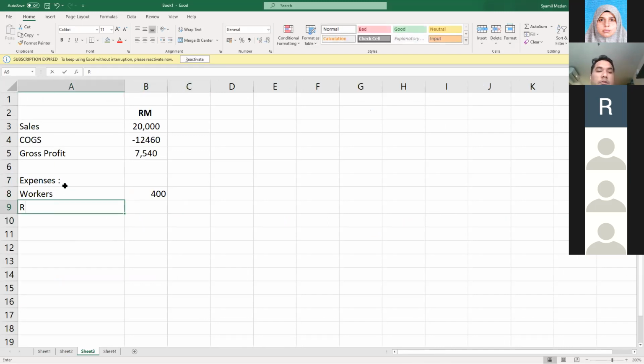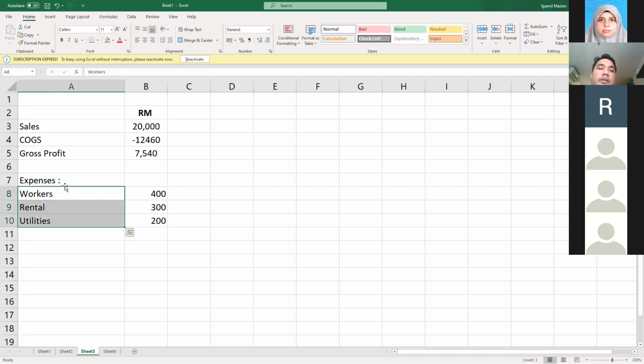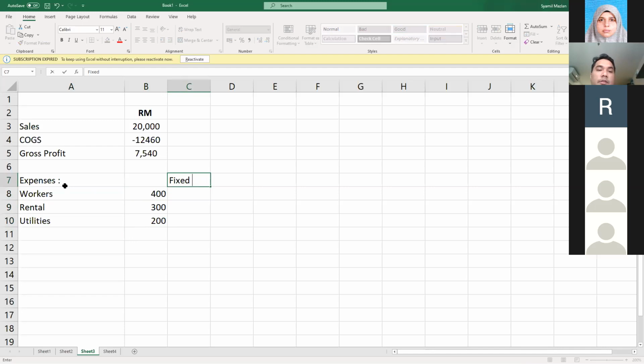Okay. So rental, you also need to pay rental for one store, right? How much is the rental? For example, just 300 ringgit. Workers, rental. Then you need to pay for the utilities, for example water, electricity, internet. For example, it's just 200 ringgit. Okay. So this is what we call fixed expenses, because even though you are operating or not, you need to incur this cost. So this is what we call fixed expenses, fixed cost.